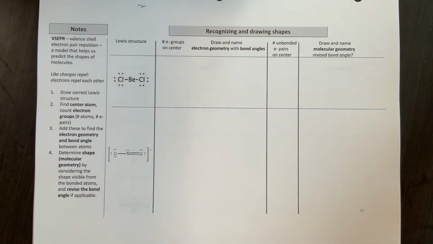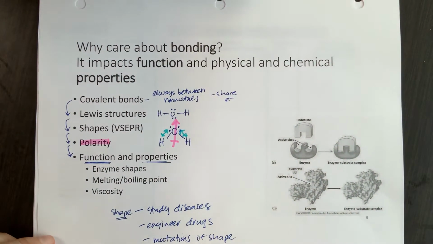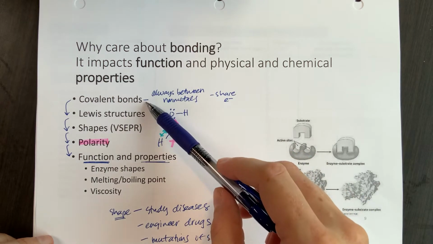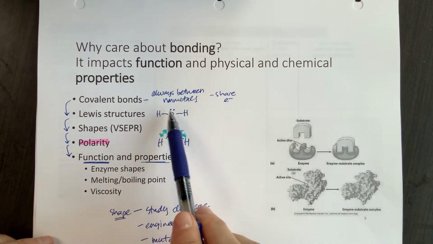So now that you've gotten good at Lewis structures, I want to take you back a couple slides to remind you of the progression we're working on here. When we talk about bonding, first we learned about sharing electrons, and now we've been able to draw these Lewis structures to show where the valence electrons are.